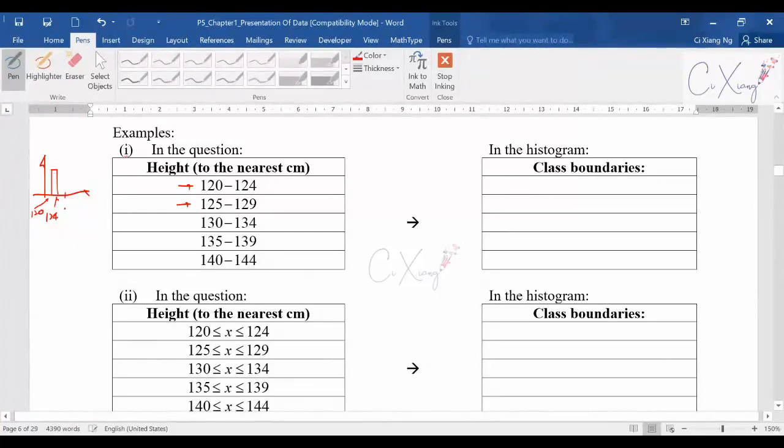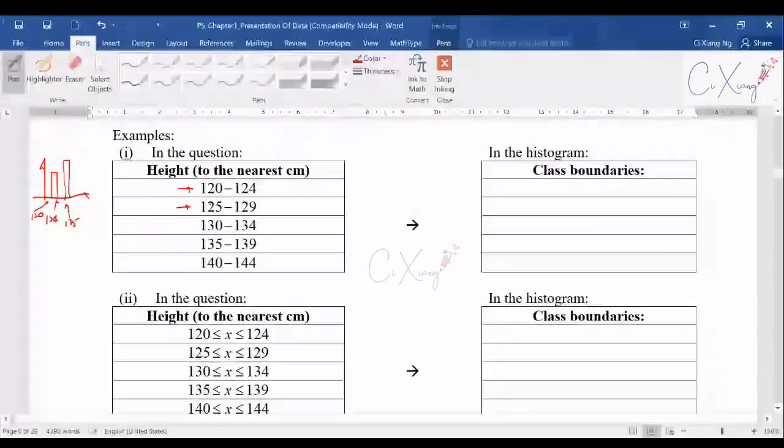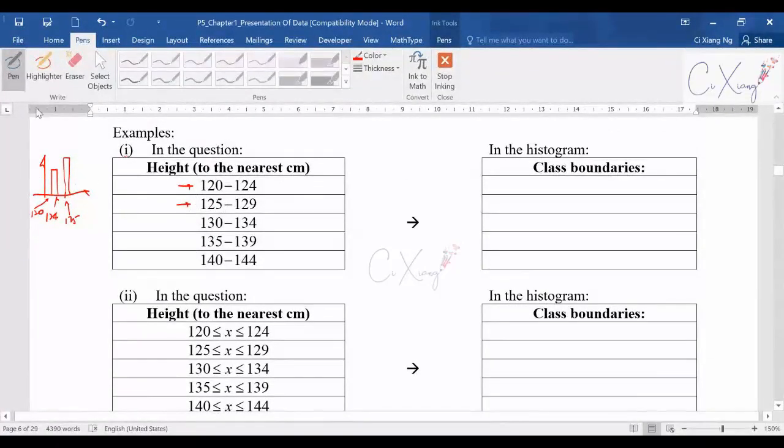It will have some gap between 124 and 125, right? So the next one will be 125 until 129. So according to this data, if you draw the bar chart according to the value given here, there will be some space here. Can you see the space between the bars? Which is not correct, because a histogram shouldn't have any space between the bars.